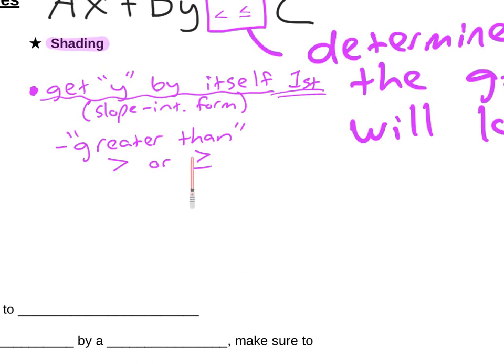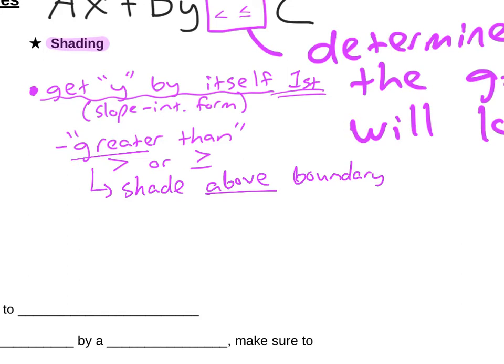So this is very important that you actually know that this symbol means greater than. No longer are we looking at the alligator eating the bigger number. That won't help you in shading. You have to know that these are greater than signs, and when you see a greater than, you'll be shading above the boundary, because everything greater than will be above the boundary, whether it's a dash or a solid line. So we're going to shade the graph above it, and I'll show you a little bit.